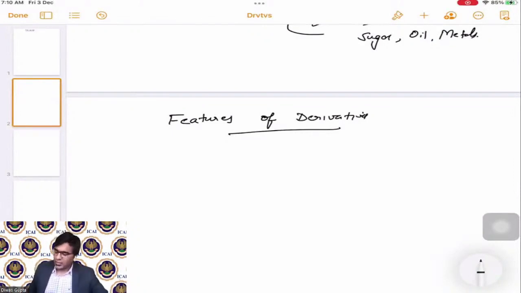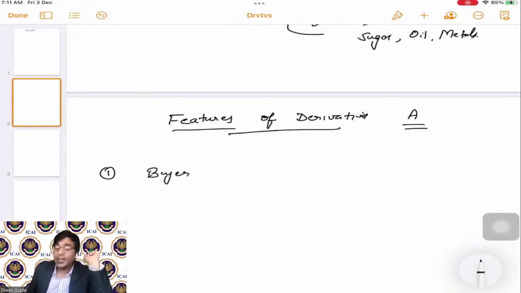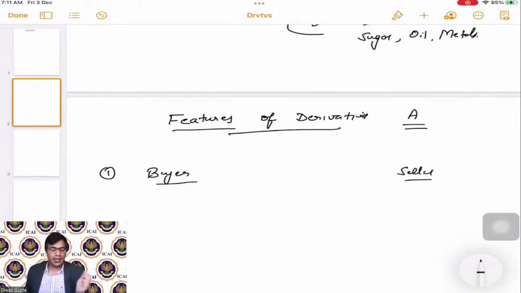So features of derivatives. Now, what are the features of derivatives? See, first of all, for a derivative, we are only talking from the point of instrument A that we have taken in our example. Let's forget everything about B. B is already covered. Now, let us put all our attention on A. What are the features of A? A will always have a buyer and seller. This is a very common thing. For a financial instrument to be there, there has to be a buyer and there has to be a seller.